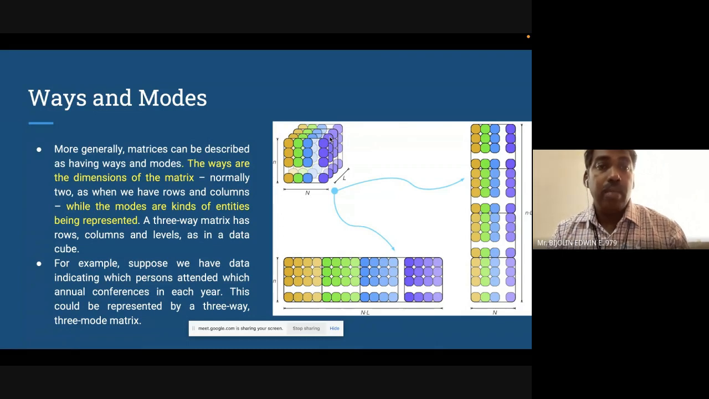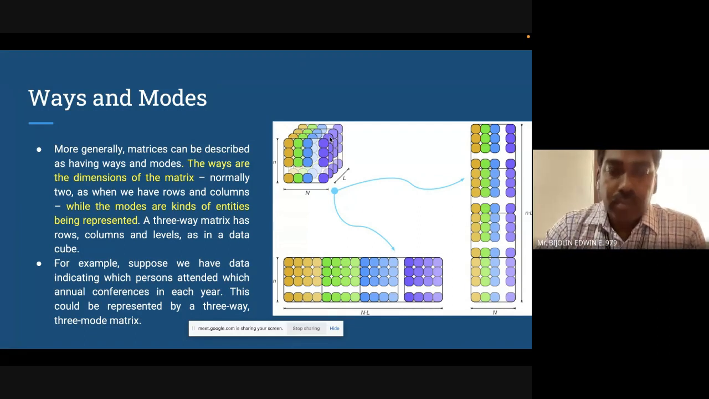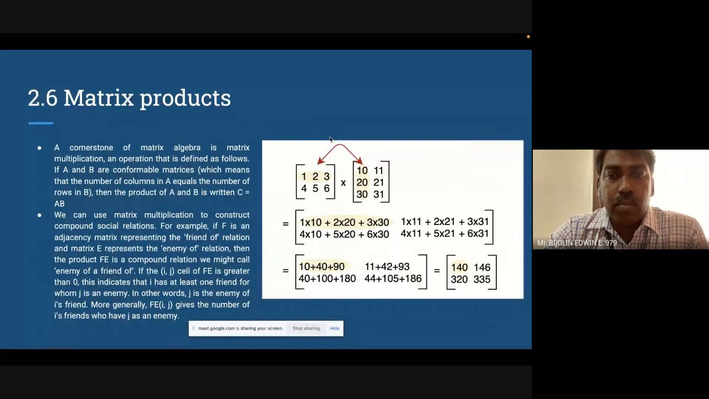So the ways can be the dimensions of the matrix, while the modes are the different types of entities, or different layers of those entities, that can be accommodated as one package. So that is the main important aspect of ways and modes.